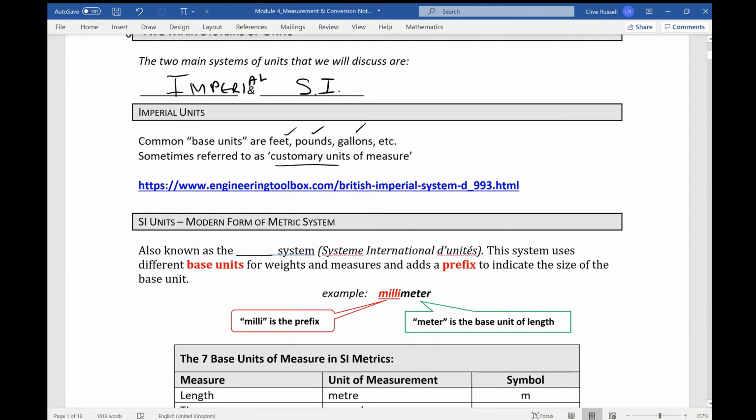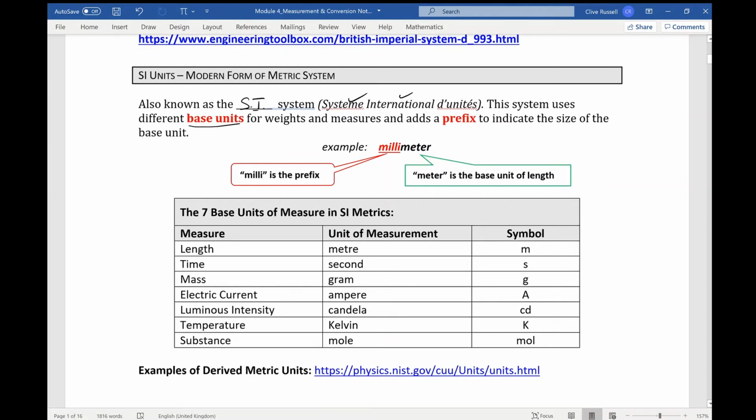Now, the other unit is called the SI units. This is French actually. I know nothing about French, so I won't try to pronounce that word. Now, this system uses different what we call base units. Okay. For example, the base units here are meters, which is a unit of length, symbol M. Unit of time is seconds, symbol S. Unit of mass is grams, symbol G. Amperes, A. Candela, CD, Kelvin, K, and mole, M.